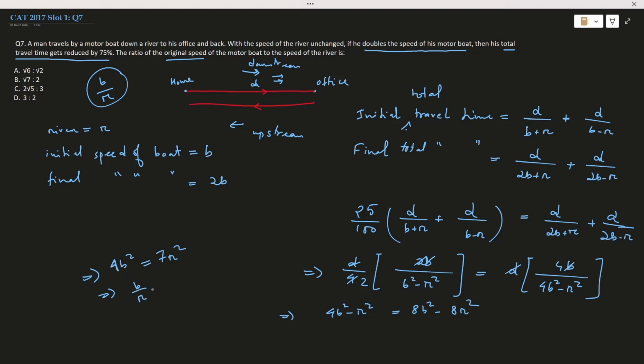So b by r is equal to 7 by 4 under root. So 7 by root 7 by 2. So the correct answer is option B.